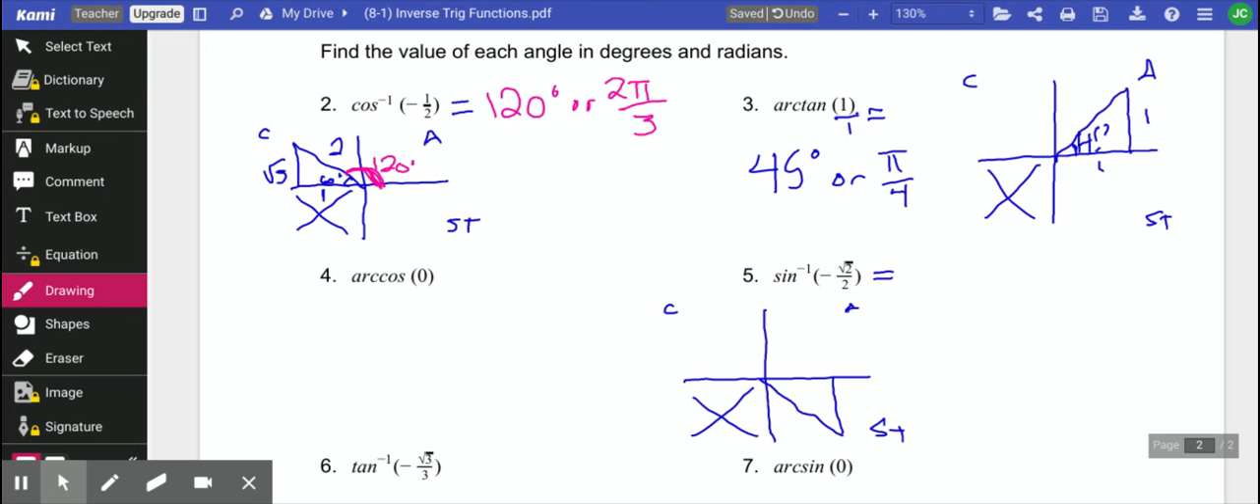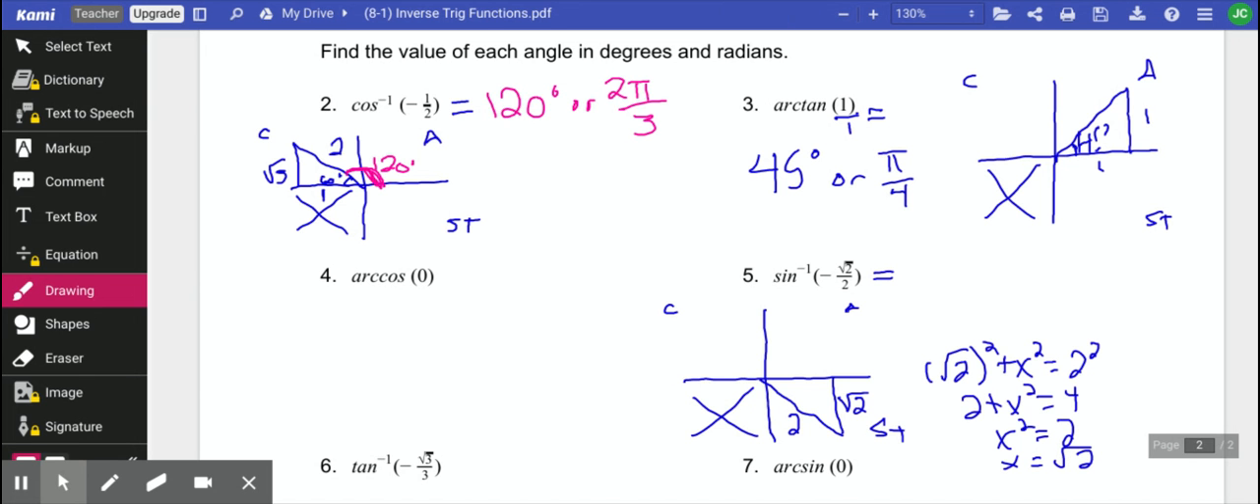With sine, sine is opposite over hypotenuse. So our opposite side is √2. Our hypotenuse is 2. That doesn't look like one of our special right triangles, so we'll just do the Pythagorean theorem real quick. √2 squared plus x squared equals 2 squared. So 2 plus x squared equals 4. So it looks like x is the square root of 2. Oh, that does look like one of our special right triangles. See, these are the same. So that means this has to be 45 degrees.